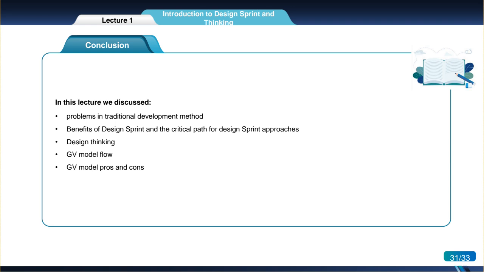As conclusion, in this lecture, we discussed the problems in traditional development methods. We outlined the benefits of design sprint and the critical path for design sprint approaches. We defined design thinking, the Google Ventures model flow, and we discussed the advantages and disadvantages of Google Ventures model.